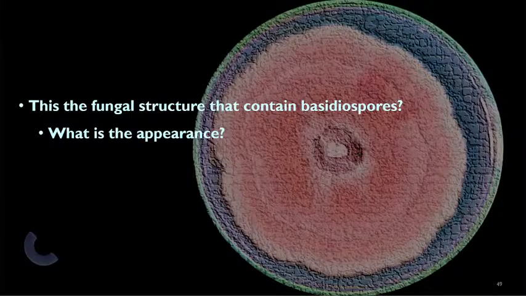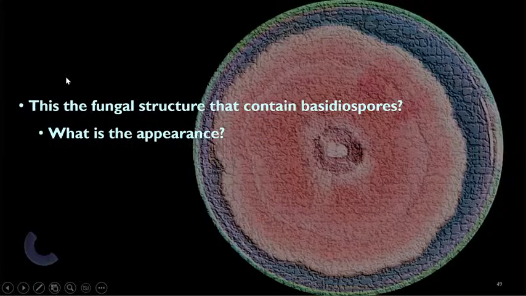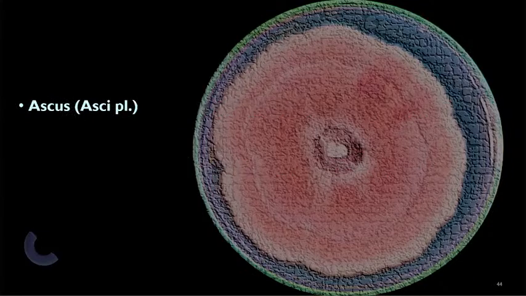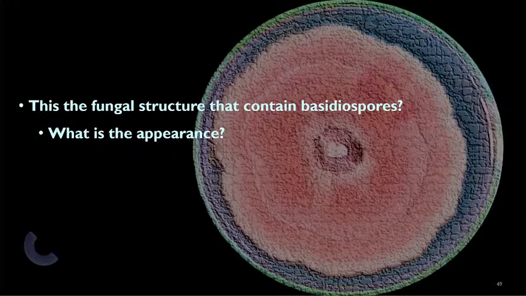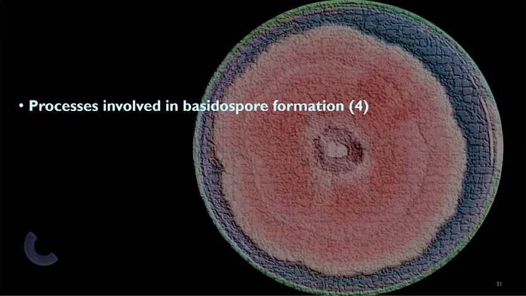Now these fungal structures contain basidiospores. Again, let's go back to our terminologies. For the fungal structures of ascospores, it's the ascus. Now, we'll go back to basidium. A basidium is a club-shaped spore-bearing body, and they form through this particular process. Don't forget, GPKM.